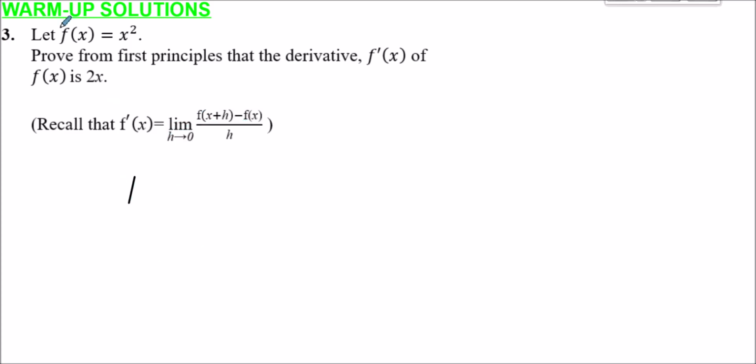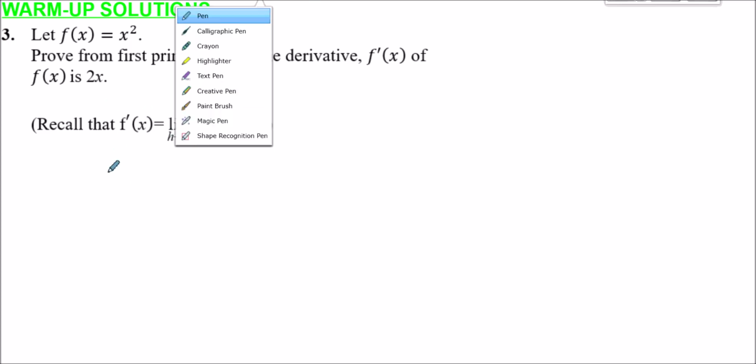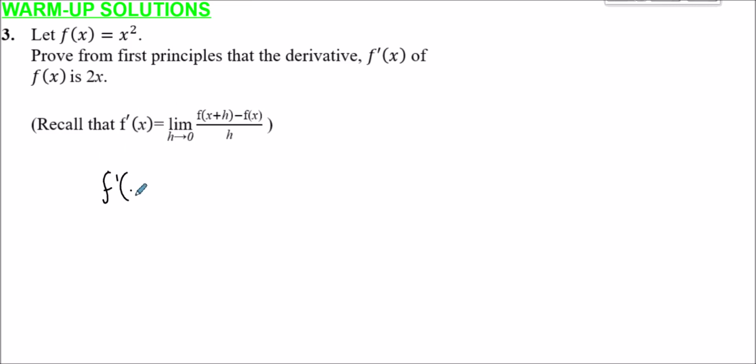So f dashed of x is the limit as h goes towards 0. Now it's going to be f of x plus h. Now the function here is x squared, so that's going to be the change of x plus h all squared minus f of x, well f of x is x squared, all of which divided by h.